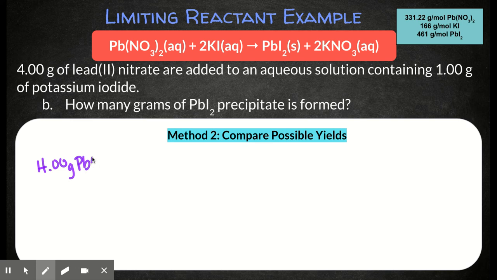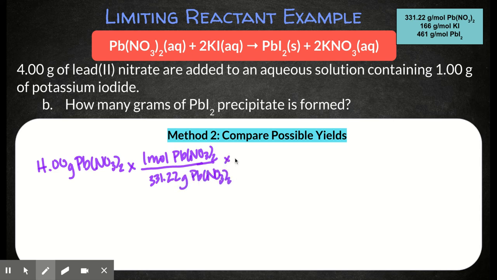of lead 2 nitrate. So again, first step always is to convert to moles, right? If I have grams, I need to be in moles. I cannot compare the mass of two things. And so that's going to be 331.22 grams of PbNO3.